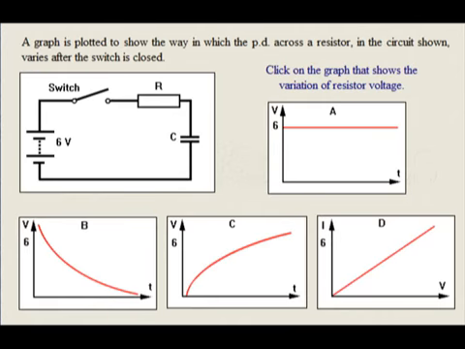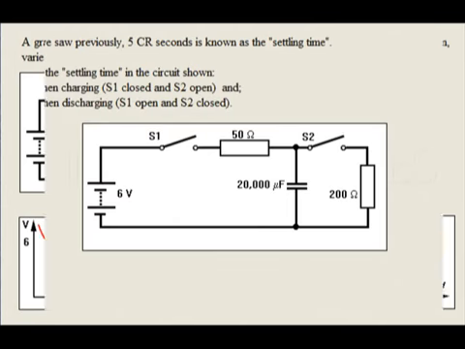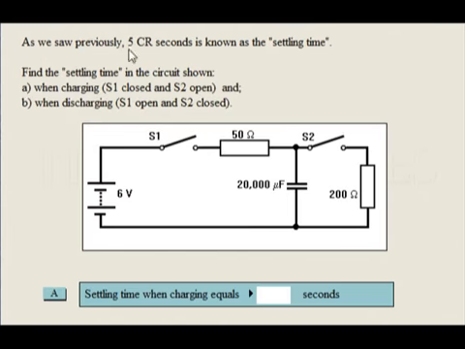A graph is plotted to show the way in which the potential difference across a resistor in the circuit shown varies after the switch is closed. Click on the graph that shows the variation of resistor voltage. Seconds is known as the settling time. Find the settling time in the circuit shown: A, when charging, S1 closed and S2 open, and B, when discharging, S1 open and S2 closed.